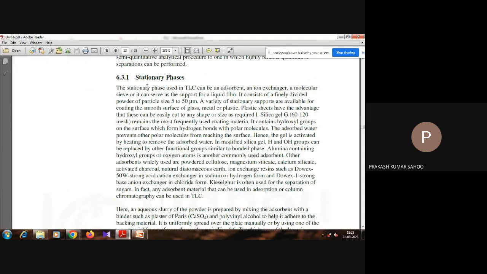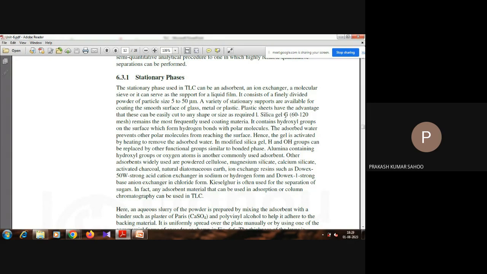The stationary phase used in TLC is an adsorbent or ion exchange or molecular sieve, and it serves as the support for a liquid film. It consists of a finely divided powder of particle size 5 to 50 micrometer. A variety of stationary supports are available for coating a smooth surface of glass, metal, or plastic. Silica gel G with 60 to 120 mesh remains the most frequently used coating material.